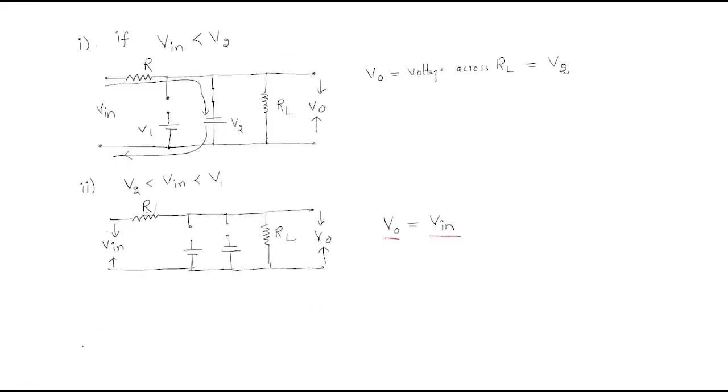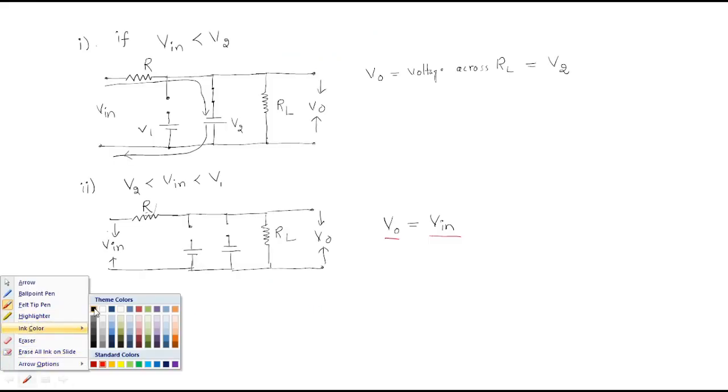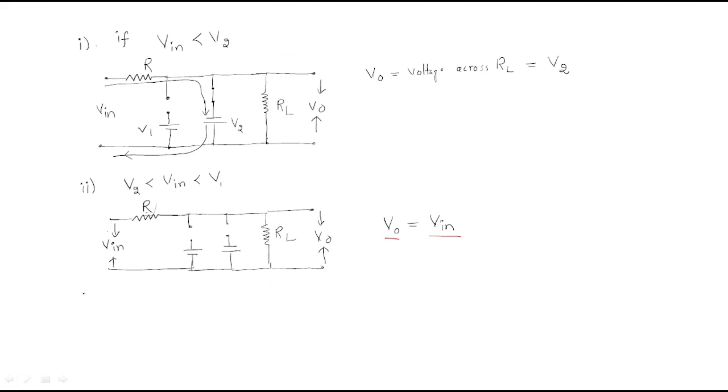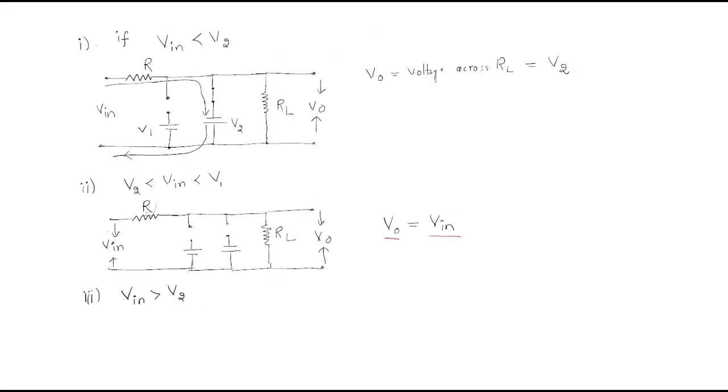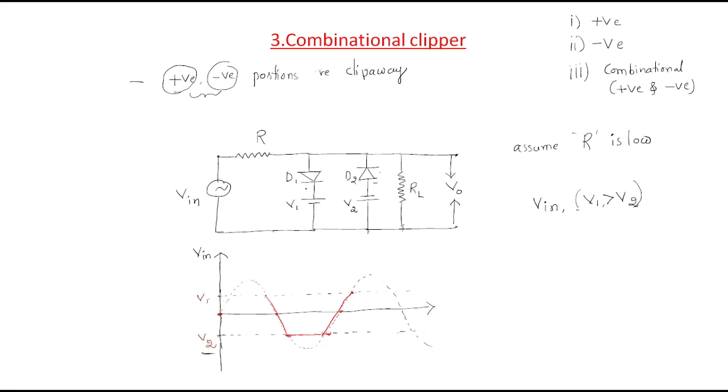Next, the third case. We can write it as input voltage is more than V2. Look here. Here, not V2, this is V1, sorry. Input voltage is more than V1. V1 is positive, and this is the higher input, so the diode will be on. Understand? This is the on condition.